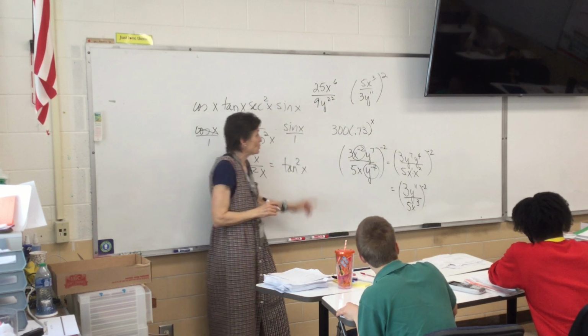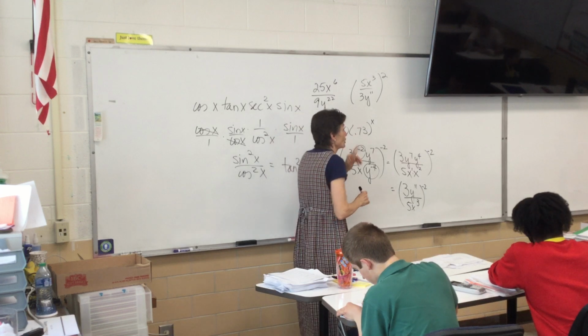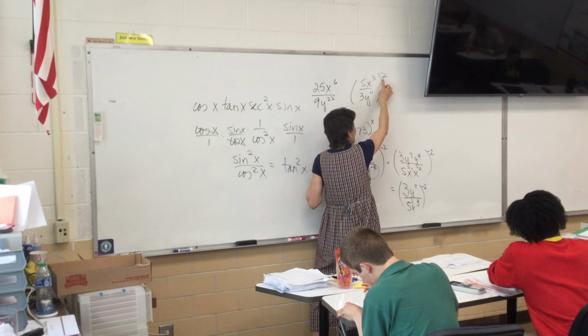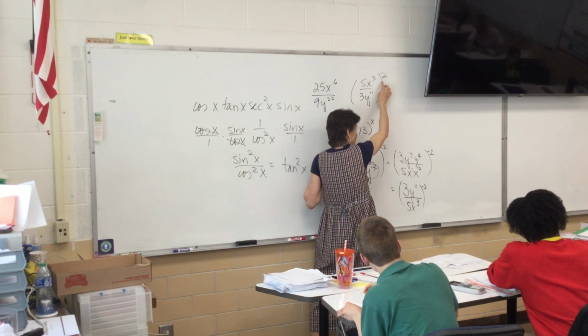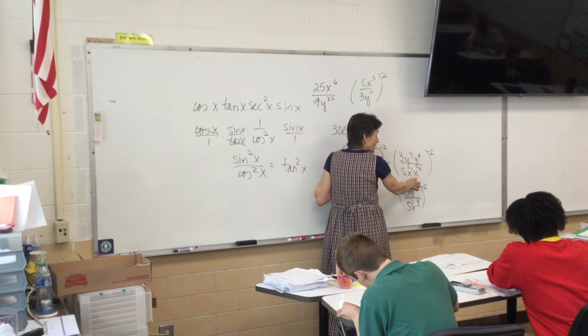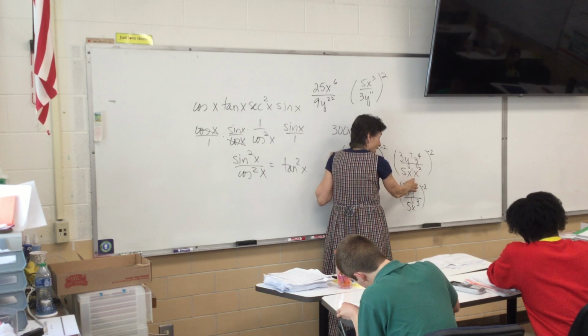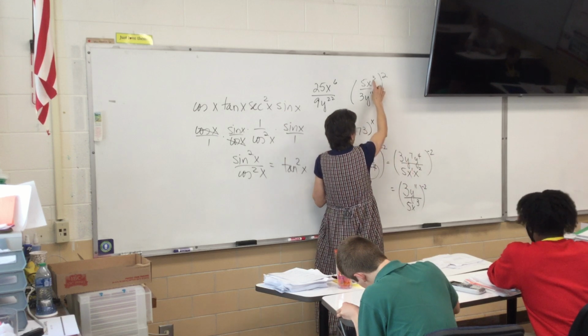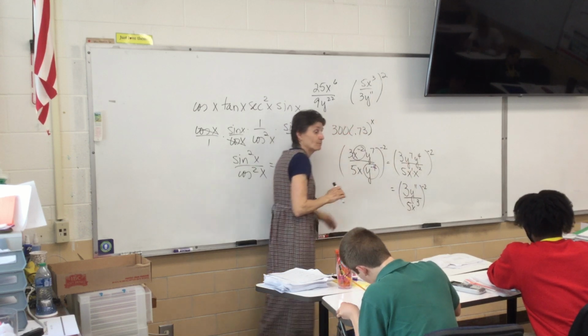Remember, when you have x to two exponents, they get multiplied. But when you have two x's, the exponents get added. So here I added the 1 and the 2, here I multiplied the 3 and the 2.